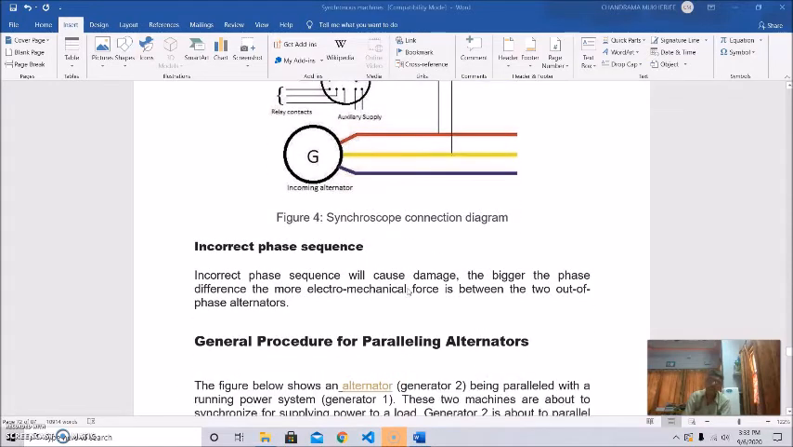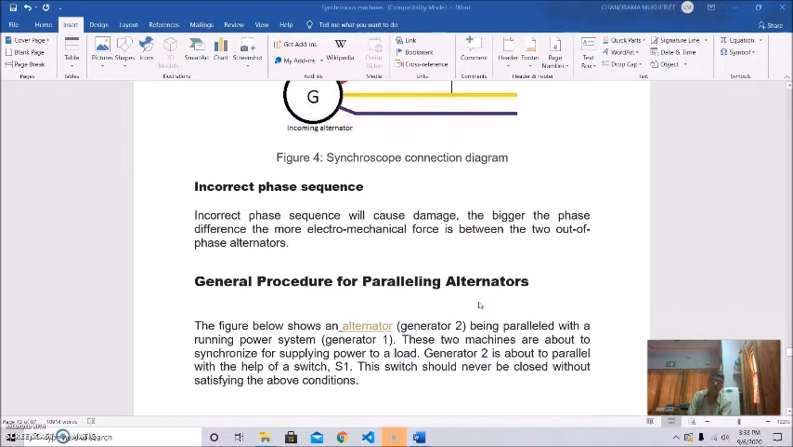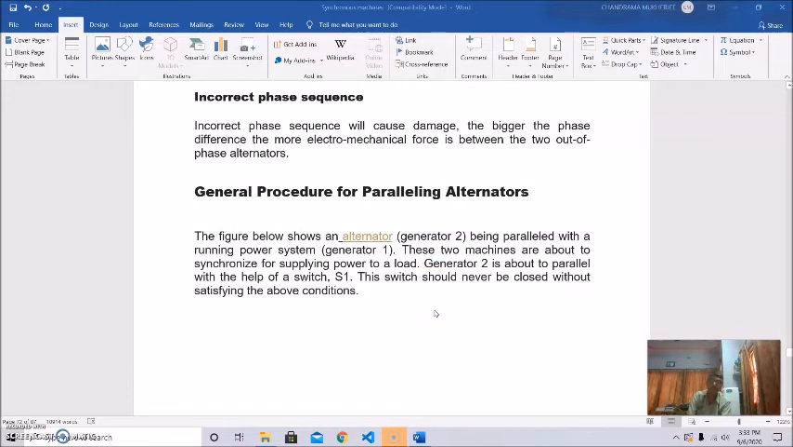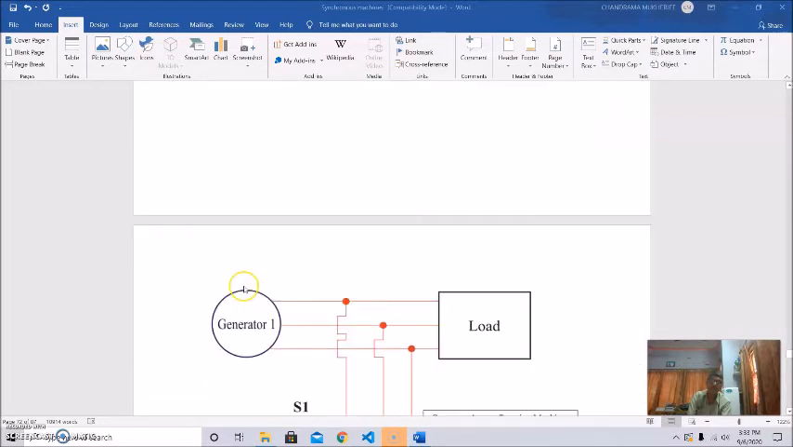So incorrect phase sequence, that also we have discussed. The machine will be damaged. The bigger the phase difference, the more electromechanical forces between the out of phase alternators. And the general procedure of paralleling alternators is shown here.